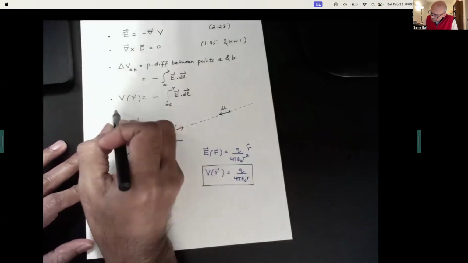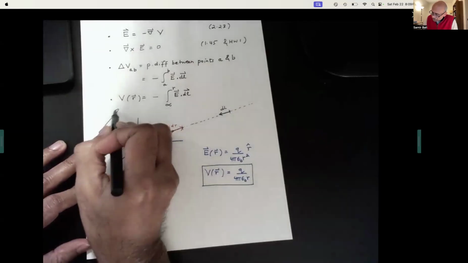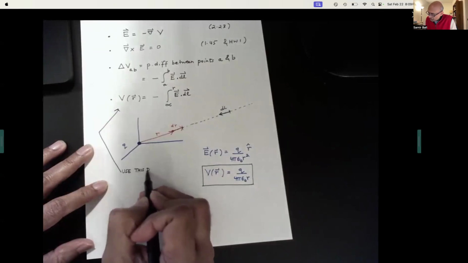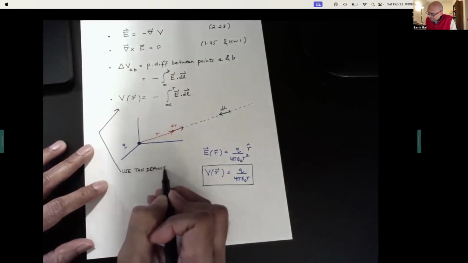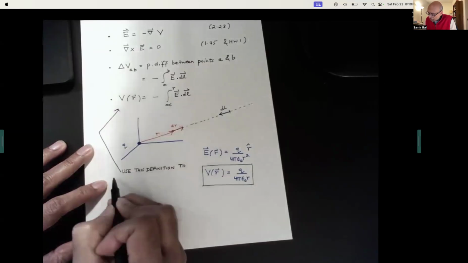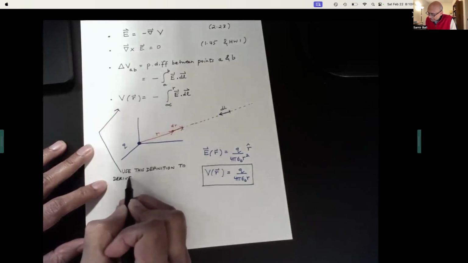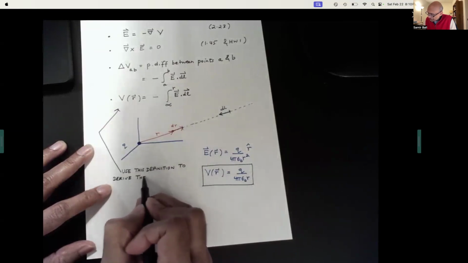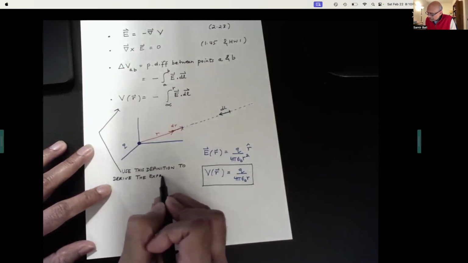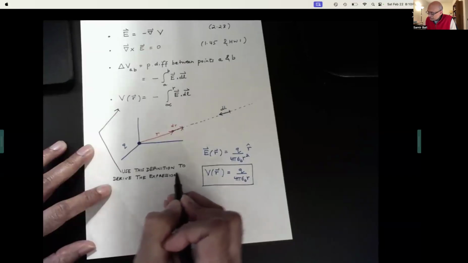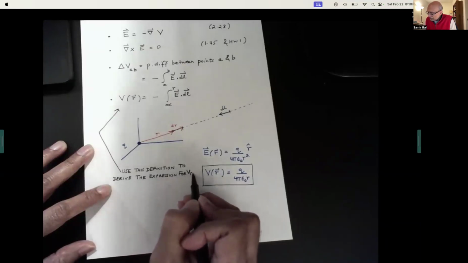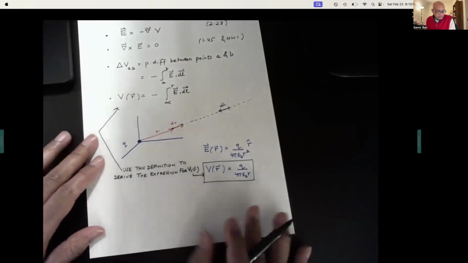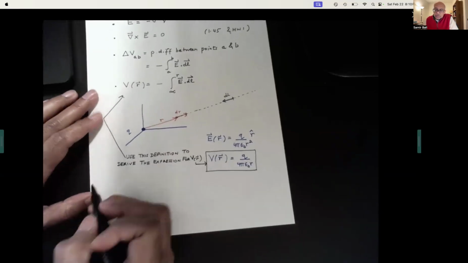Okay, so I'm going to use this definition to derive the expression for V sub r, this guy. All right. Okay, so let's start. So what do I have?